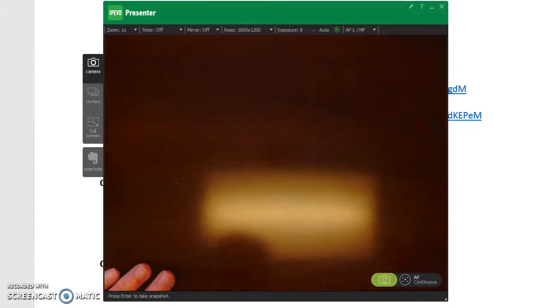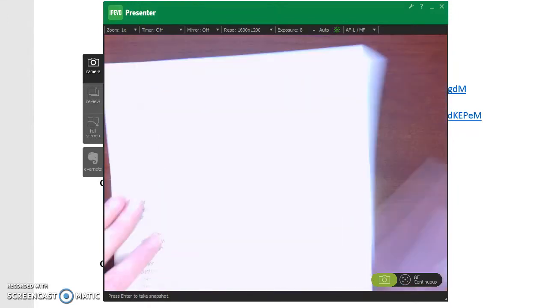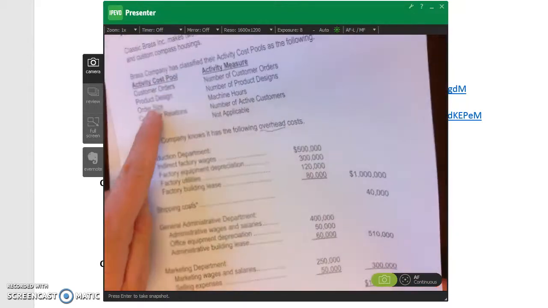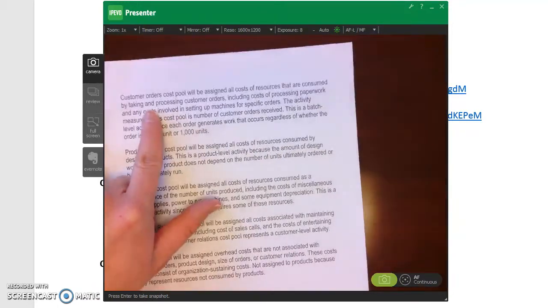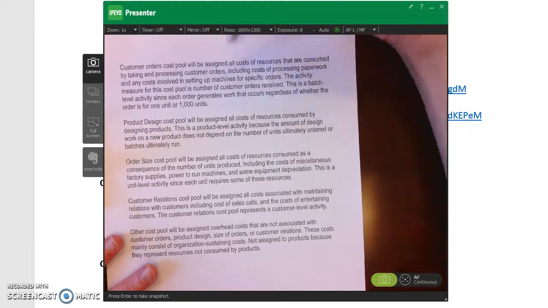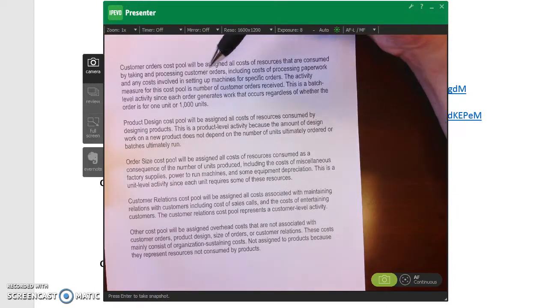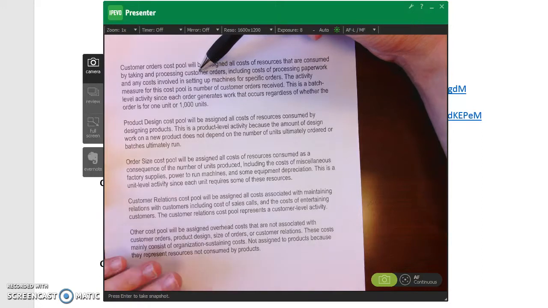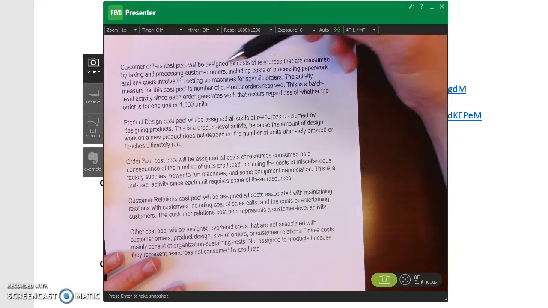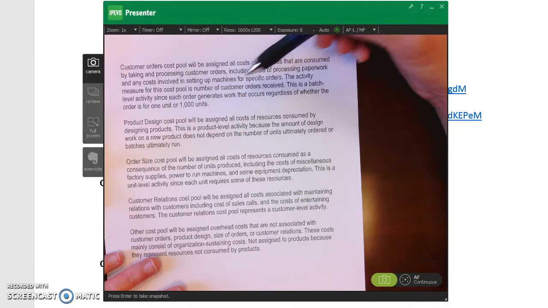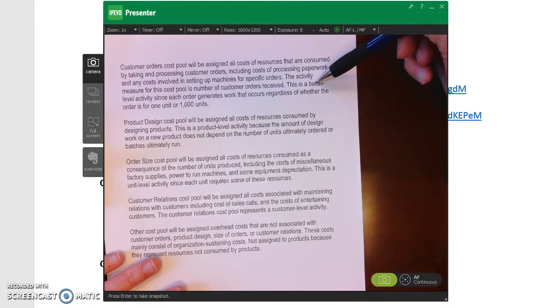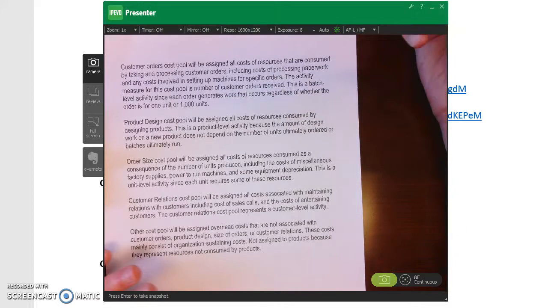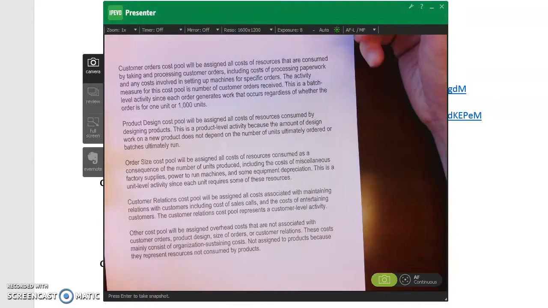Okay? This page is a little bit more detailed on each activity cost pool. So the first activity cost pool, for example, customer orders, is right over here. And it says customer orders costs will be assigned all costs of resources that are consumed by taking and processing customer orders, so the cost of processing customer orders, which would be paperwork and any cost involving a machine and setting up machines. The activity measure would be the number of customer orders. This is batch level, since each order generates work that occurs regardless of whether the order is for 1 unit or 1,000 units. So it's a batch level activity.